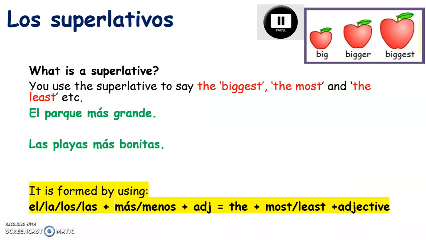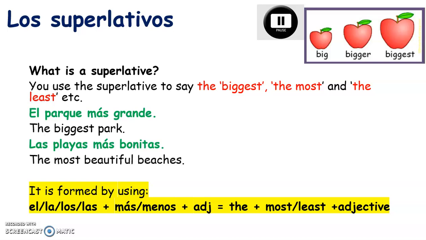What is a superlative? We use it to say the biggest, the most, the least, etc. El parque más grande, the biggest park. Las playas más bonitas, the most beautiful beaches. Make sure that you write down how it's formed. You use the article, depending if it's singular, plural, feminine or masculine, plus más o menos, plus the adjective. And that would give you the most or the least plus the adjective.